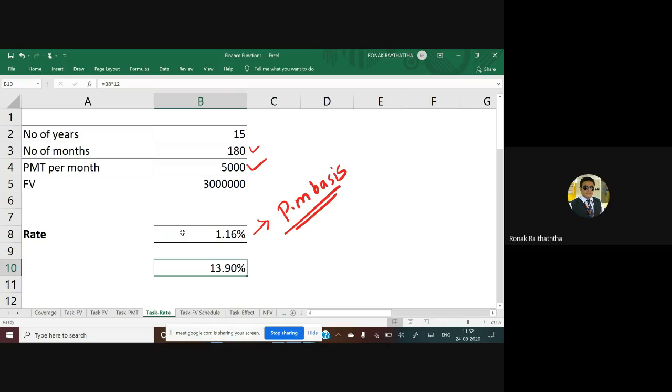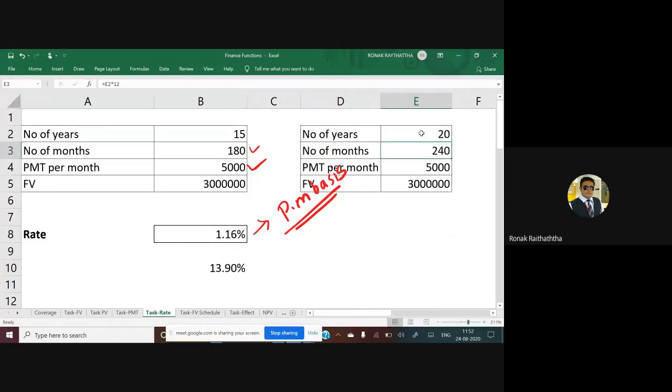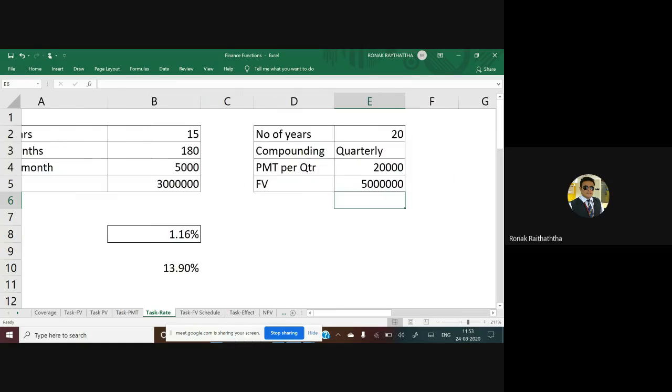Everyone do it. And one more exercise which I'm giving to you: you are going to do this and let me know what rate of return you are getting from that. Okay, everyone solve this question and let me know.